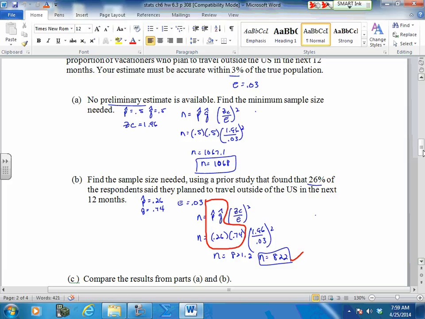Oftentimes we don't know anything about the previous information. Like the first time through that somebody votes, the first time through that you're making an inference about anything, you're probably going to use 50-50. And then you have information to base yourself on. And in comparing these, again, you can see that the more information you know, the smaller the sample size.